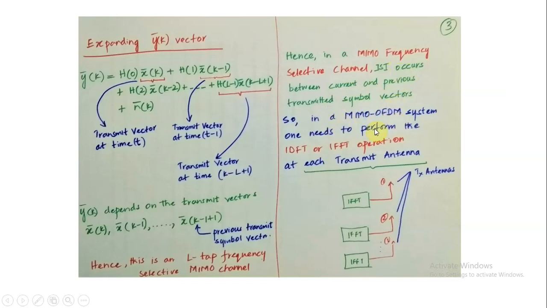In a MIMO OFDM system, one needs to perform the IDFT or IFFT operation at each transmit antenna. So if we have one chain, we have an IFFT block and one transmit antenna, and this is the second transmit antenna, we have an IFFT block, and the third transmit antenna, which also has an IFFT block, and N transmit antennas, depending on how many transmit antennas we have. So this is basically MIMO, and on each transmit antenna we have OFDM. So we have combined MIMO with OFDM. It means that we are transmitting multiple carrier frequencies on which the symbols are modulated through each antenna. That is called MIMO OFDM.